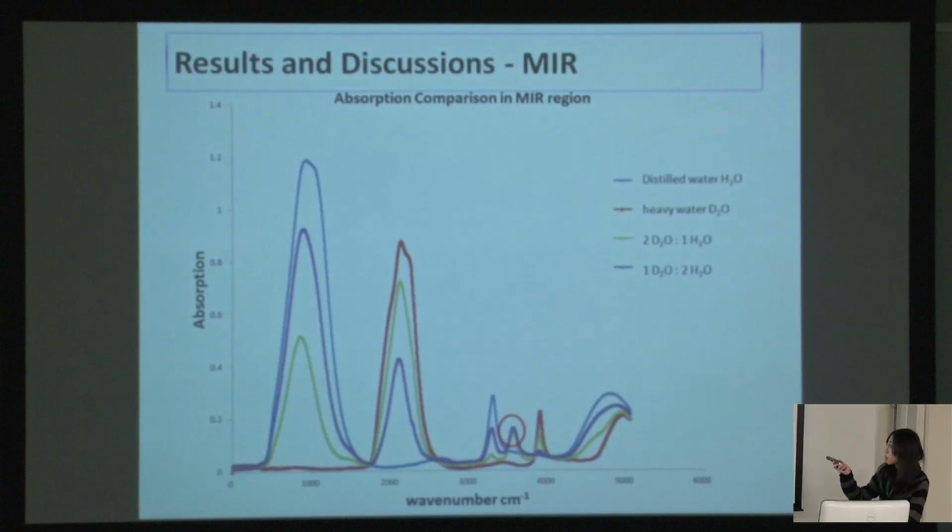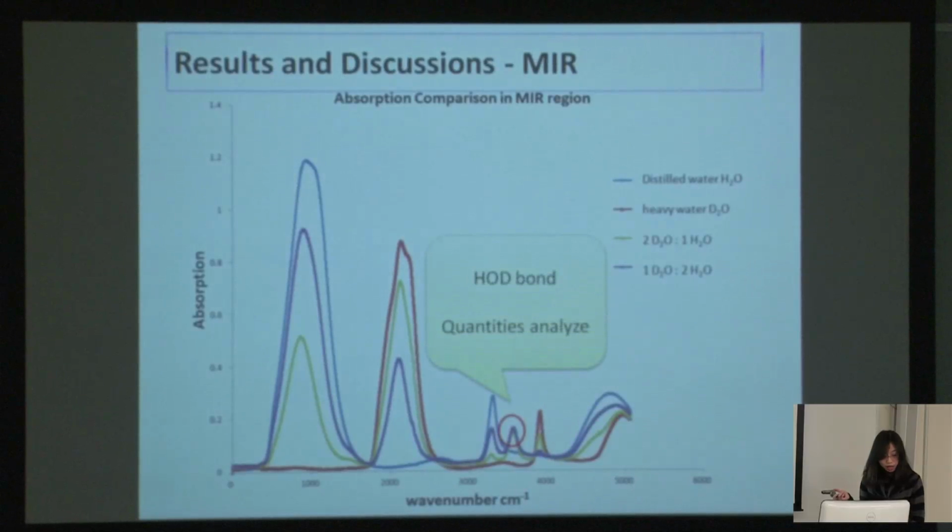In this experiment, I used two different concentration samples, and we can see from this figure, almost the shape remains the same. So it means the experiment repeatability is good. And we can see for the two different mixed waters, this band remains the same. So I think I can say this band is the HOD band, and I guess it can be used for quantitative analysis.